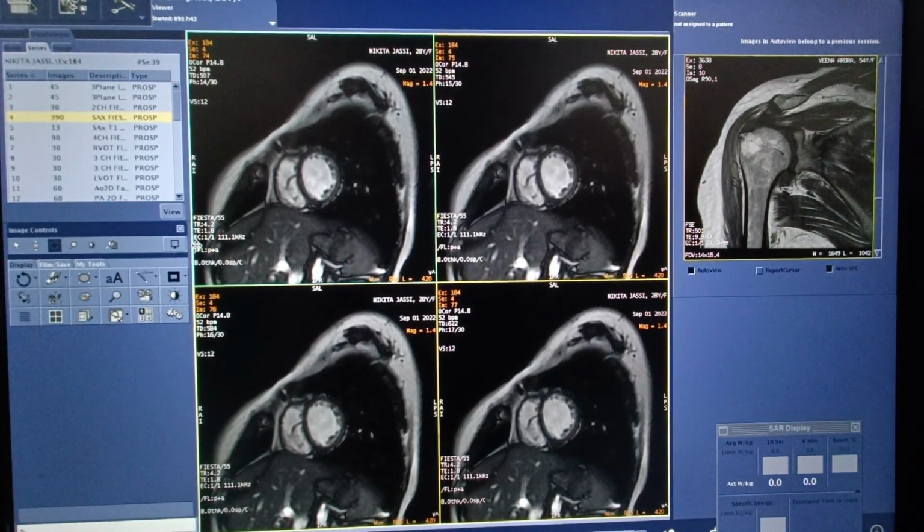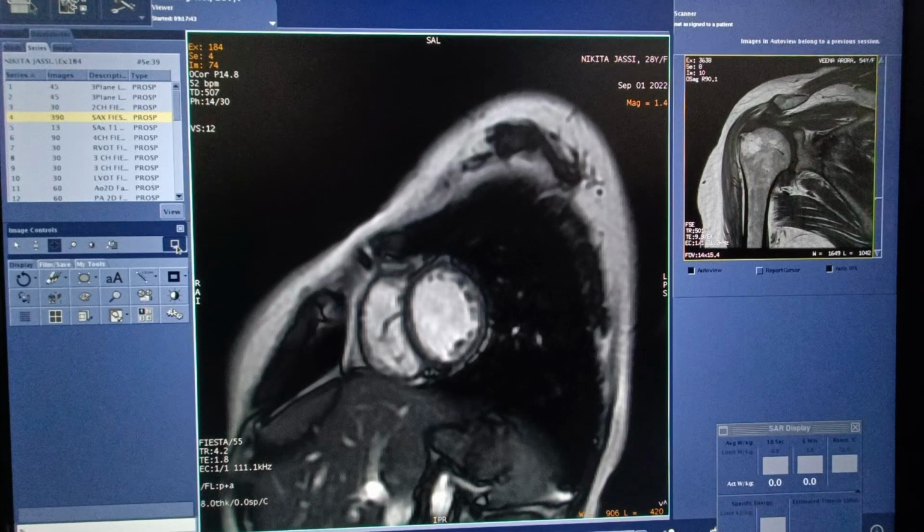Hi everybody. Today I'm going to share with you a very important cine view of the cardiac MRI that is called short axis view. You have to see here carefully, and I hope after this video you will get more information about the cardiac MRI of this cardiac short axis view.